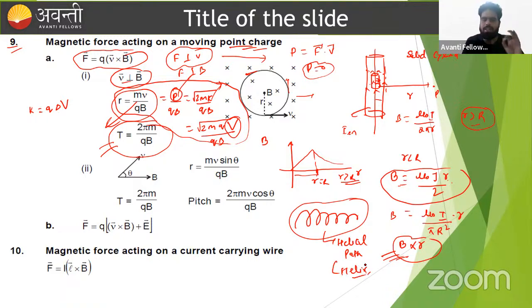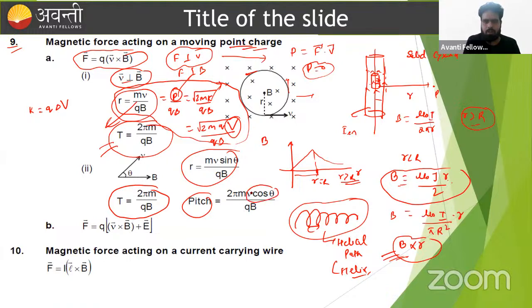So we can see, sir, what is the time period, because it also performs circular motion: 2 pi m upon qB. The pitch is nothing but the distance between two coils. So we can say that it is time into horizontal velocity. v cos theta is the horizontal velocity and time is this. This is the pitch.